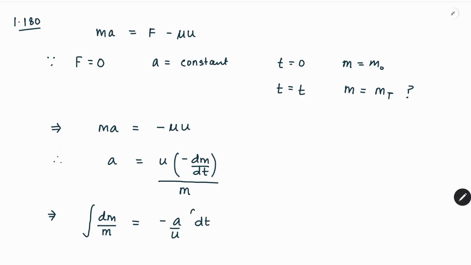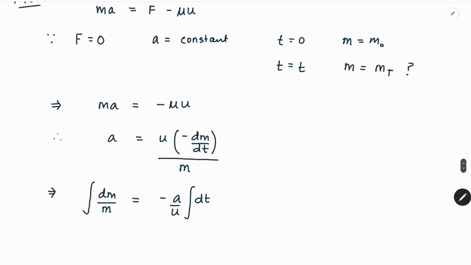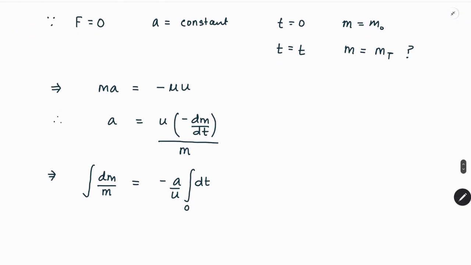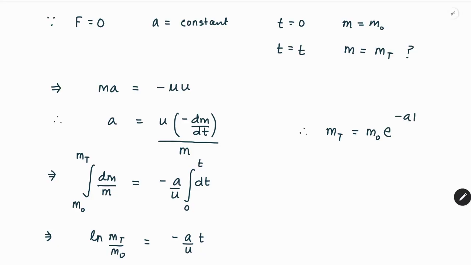and if we integrate both sides, then we can use the simple expression that at t equals 0, mass is m naught, and at a certain time t, mass is equal to m t, and hence if we write it in logarithmic form, ln of m t by m naught is equal to minus a by u into t, and hence we can write this expression as m t equals m naught e to the power minus a t by u.